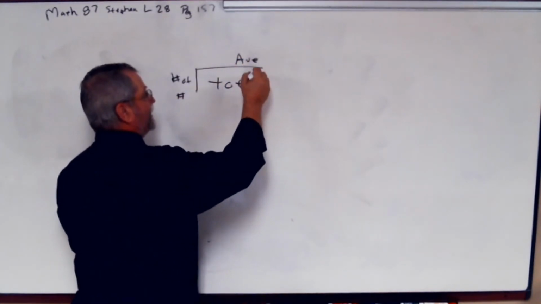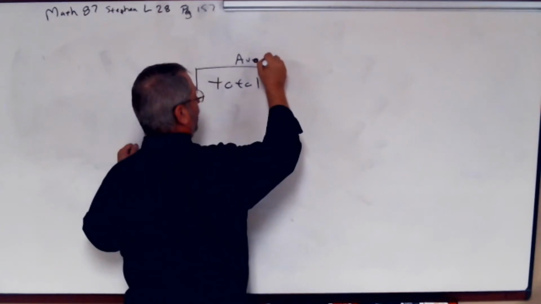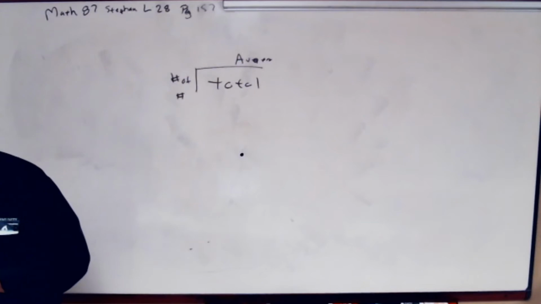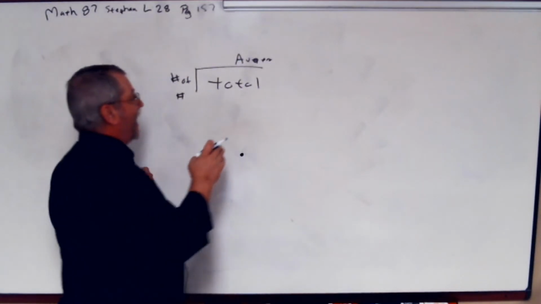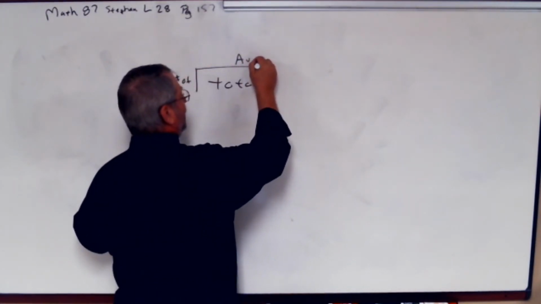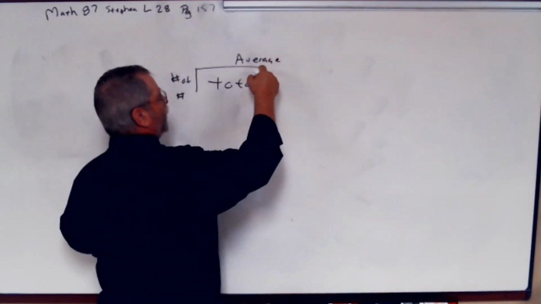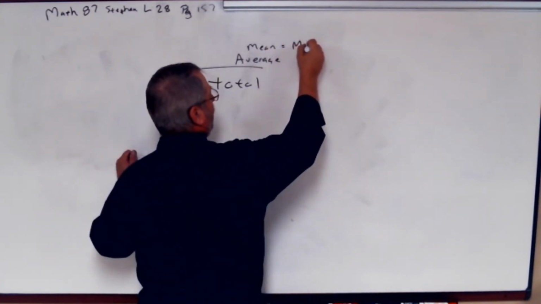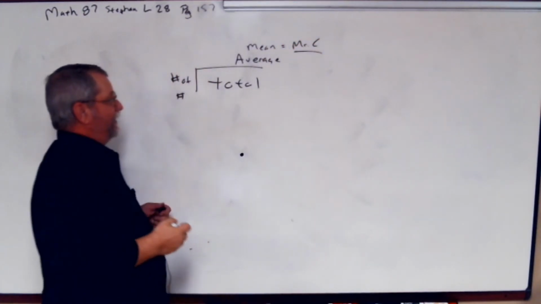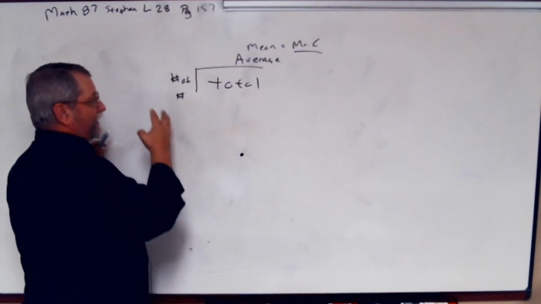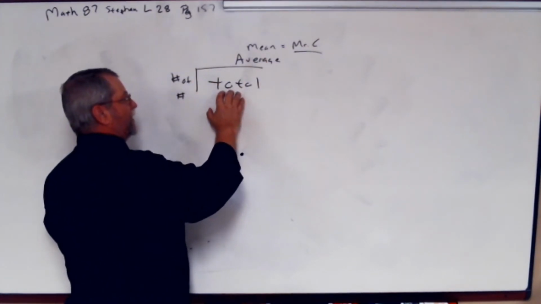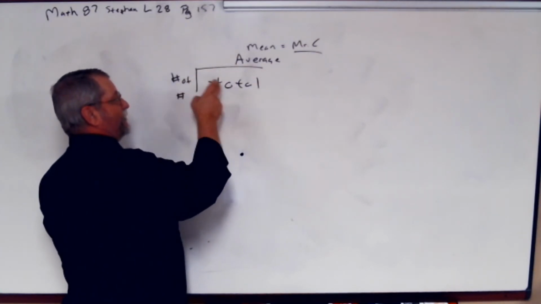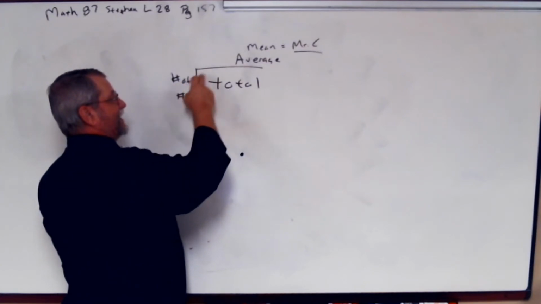The other word, A-V-E-R-A-G-E, average. Okay? The other word for the average is mean. Because I'm mean, okay? So, whenever you're working an average problem, remember this. Total goes here. The number of numbers goes here. The average is the answer. If I have this and this, I multiply to get this. If I have this and this, I divide to get that.